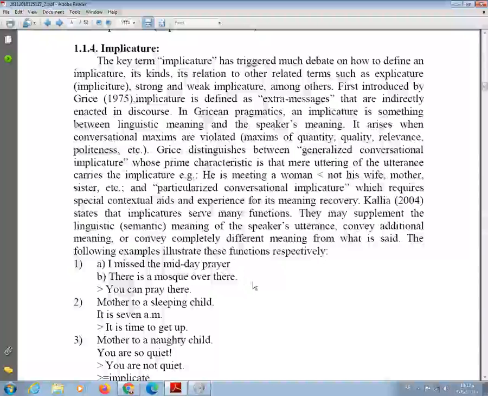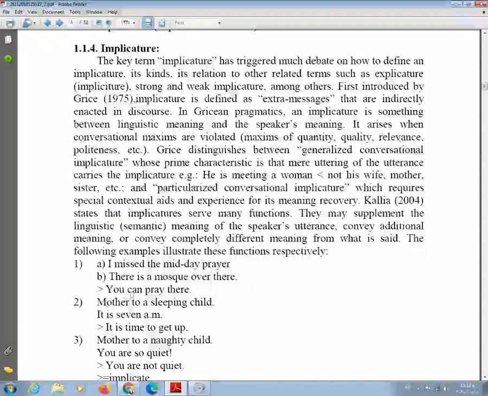A says, I missed the midday prayer, and B says, there is a mosque over there. As we said before, this is not said on the part of A to give a piece of information that he missed the midday prayer. No, it's an indirect request or question from A to B, to tell him or her where he or she can pray. And this is why B's reply, there is a mosque over there, is very relevant. Why is it relevant? Because B understands that it's not a piece of information, it's not an informative message. No, it's a communicative message. A needs help. It's a request.